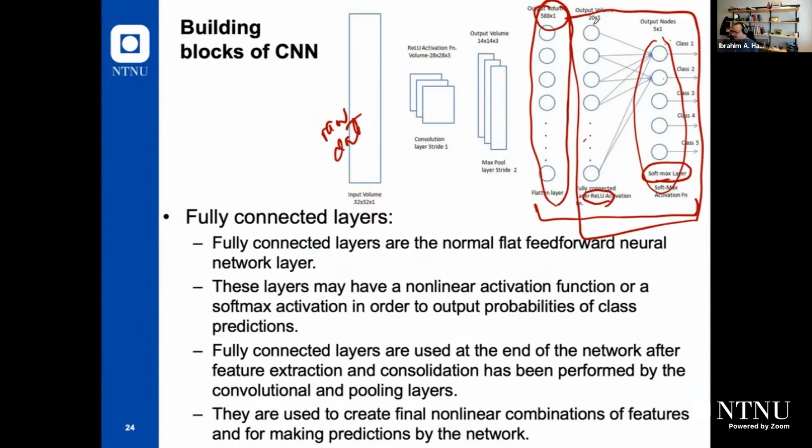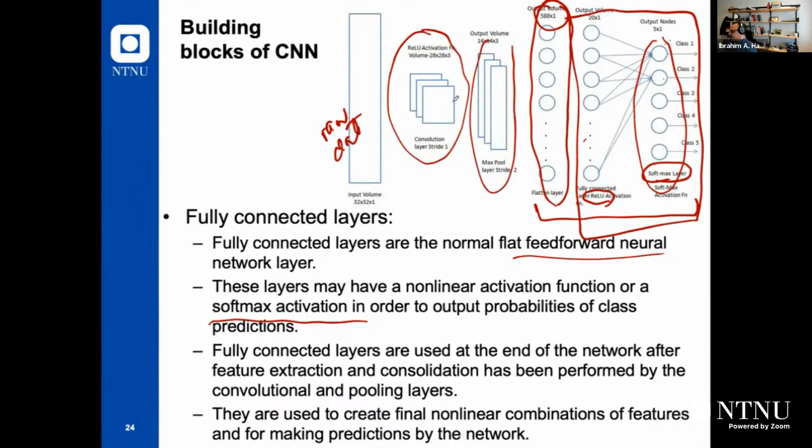The first fully connected layer, or you can say the first hidden layer, for example. Fully connected layers are normal, flat, feed-forward neural networks, as in shallow learning, no difference. These layers may have non-linear activation functions or softmax activation functions in order to output probabilities of class predictions. Fully connected layers are used at the end of the network after feature extraction and consolidation have been performed. The conv layers do feature extraction, and max pooling does feature consolidation and downsampling.